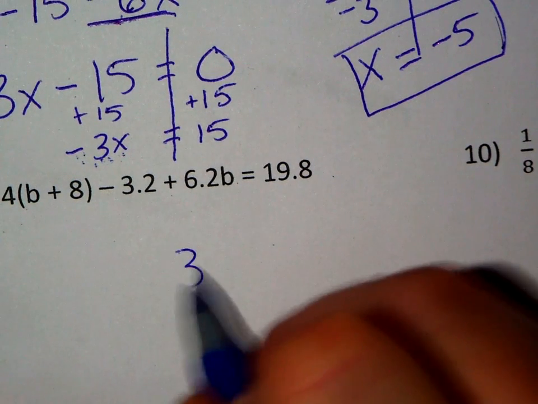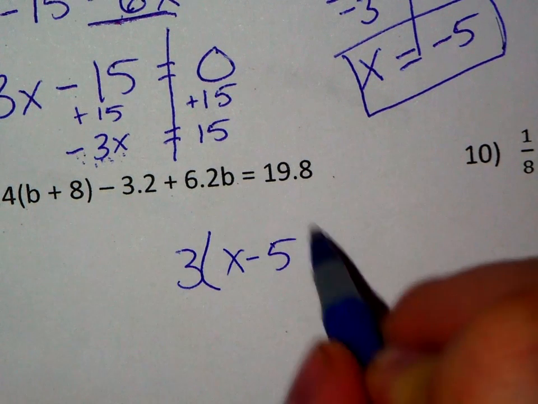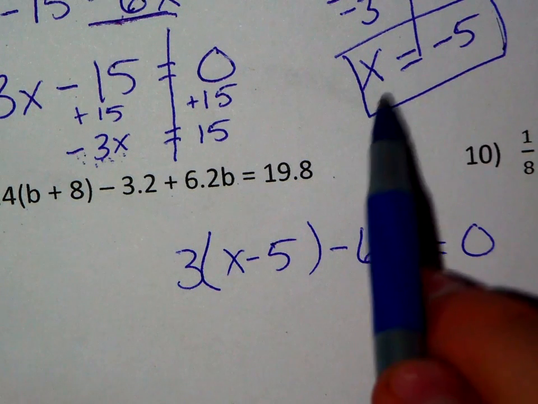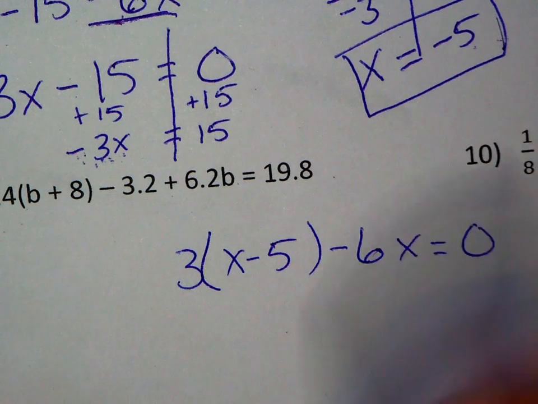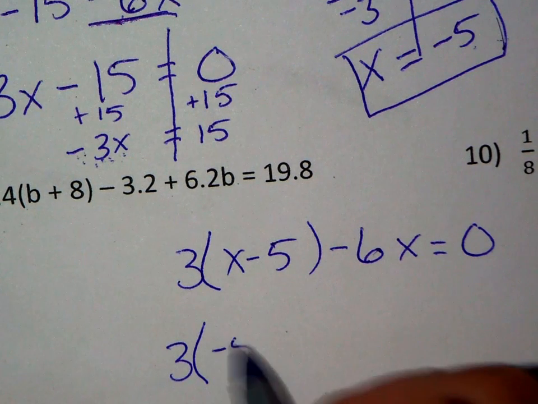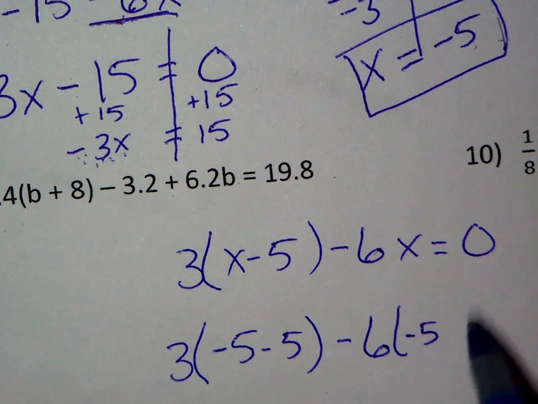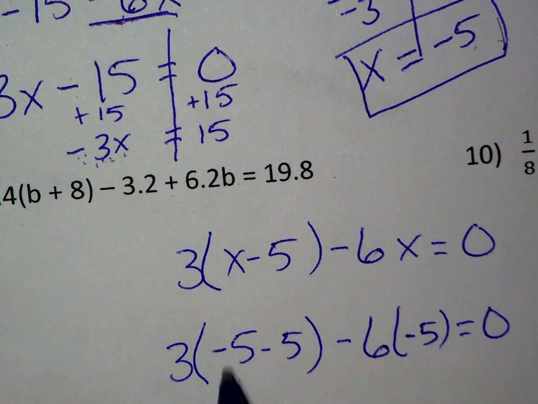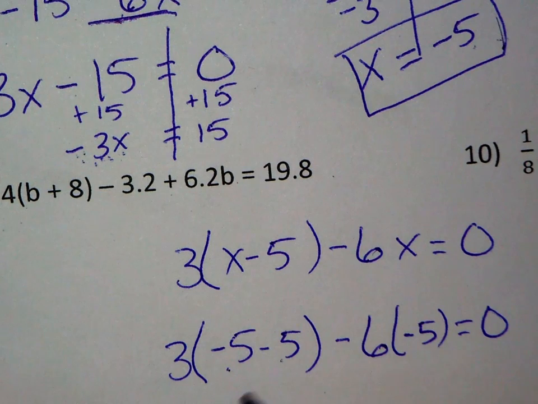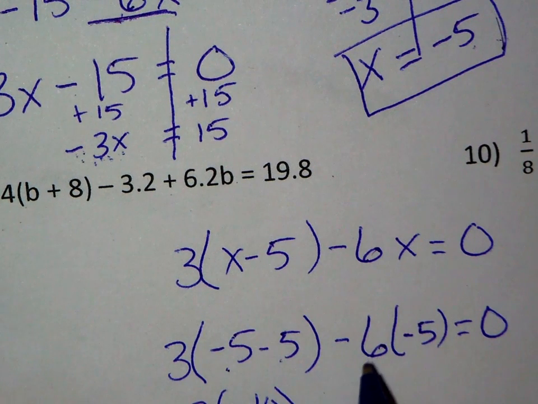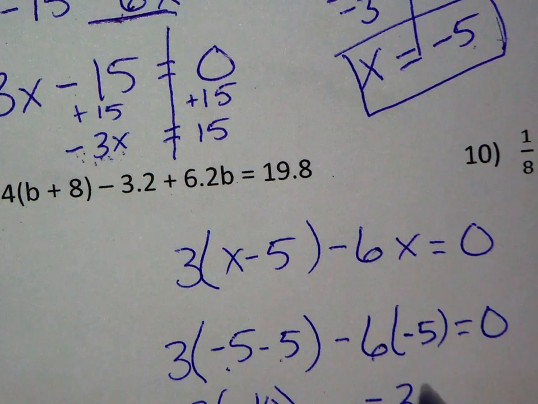My problem was 3 times x minus 5 minus 6x equals 0. So everywhere that there is an x, I will plug in this value, negative 5. 3 times negative 5 minus 5 minus 6 times negative 5 equals 0. Negative 5 minus 5 is going to be negative 10. So I have 3 times negative 10 minus, well, we got a 6 times negative 5 is negative 30.